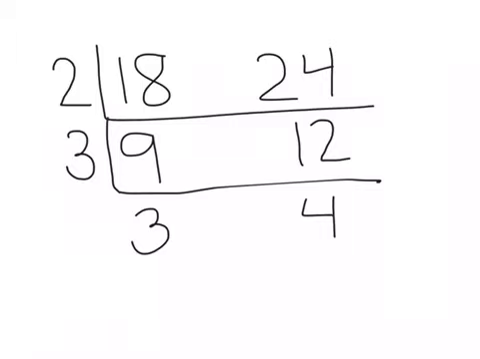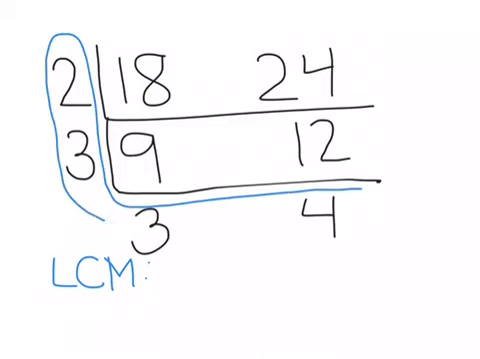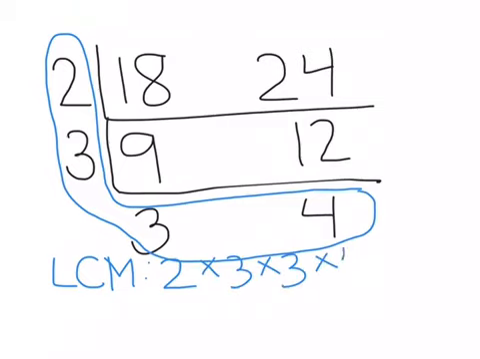So now if I'm looking for my least common multiple, I'm going to multiply together my remainders as well as those factors that they had in common. So if I do that, my LCM can be found by doing 2 times 3 times 3 times 4. 2 times 3 is 6, times 3 is 18. 18 times 4 is 72. Therefore, the least common multiple between 18 and 24 is going to be 72.